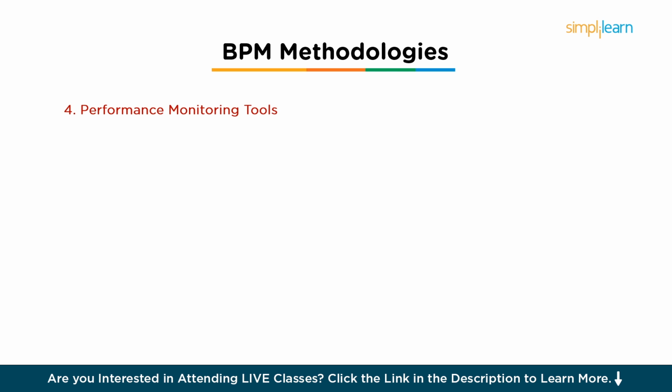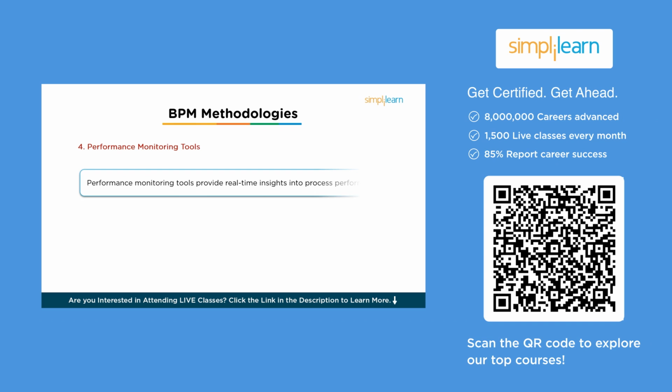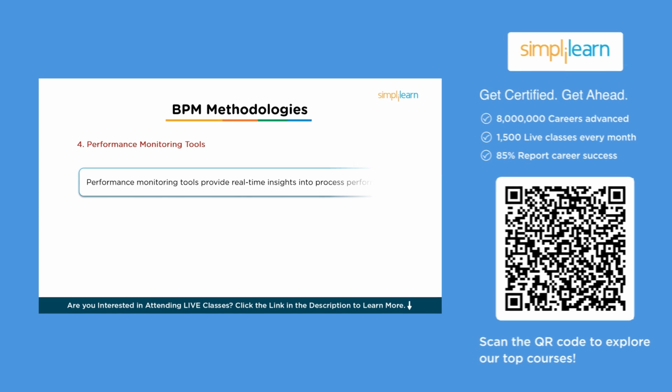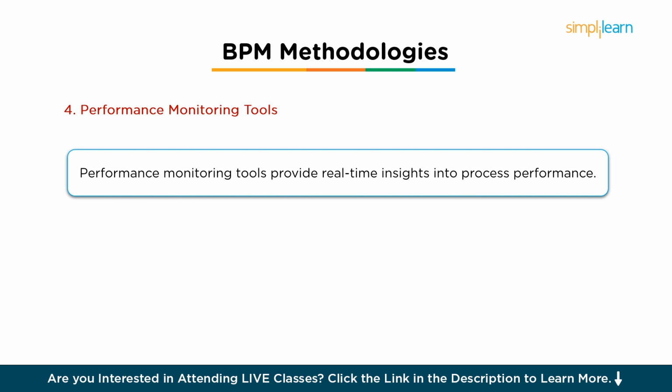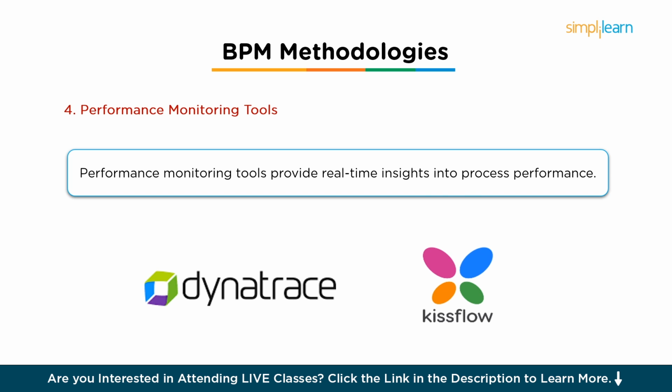Performance monitoring tools. Performance monitoring tools provide real-time insights into process performance. These tools allow organizations to track key performance indicators, KPIs, detect inefficiencies, and ensure that processes are operating as expected. Examples of performance monitoring software: Dynatrace, a tool that provides performance monitoring for IT processes and applications, offering insights into system health and user experience. KissFlow, a platform that allows businesses to monitor and optimize their workflows in real time by providing actionable insights and reporting.